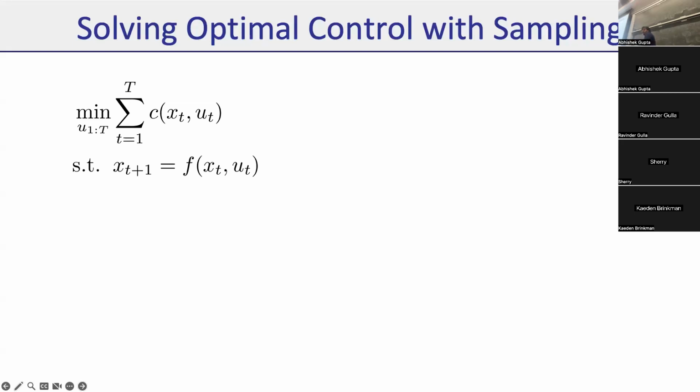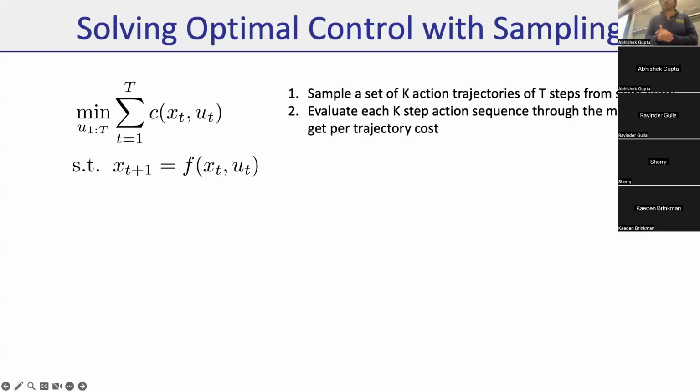Right. So the idea behind sampling-based MPC is you're going to start by sampling a set of K action trajectories of P steps in the future. So let's say you had some initial starting state X naught. You're just going to sample a bunch of random actions, and you're just going to play those random actions P steps in the future. Right? By playing them P steps in the future, I mean, stick them into this function F. You stick your X and your U into the function F, it gives you your next X. You stick in your next U, it gives you the next X, and so on up to P.